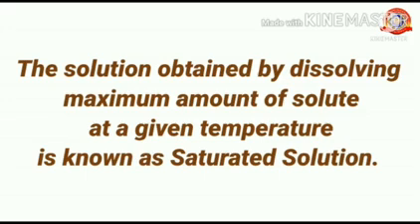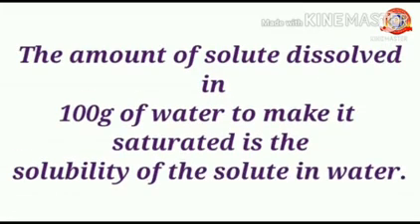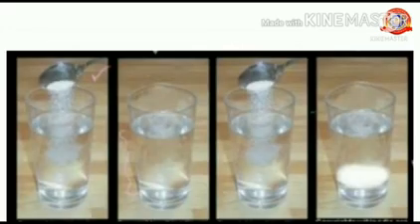In other words, the solution obtained by dissolving the maximum amount of solute at a given temperature is known as what? Saturated solution. The amount of solute dissolved in 100 gram of water to make it saturated is the solubility of the solute in water, which is the solvent. When more solute is added to the solution, it reaches a stage at which the solute remains undissolved. Then it is said to be a saturated solution.